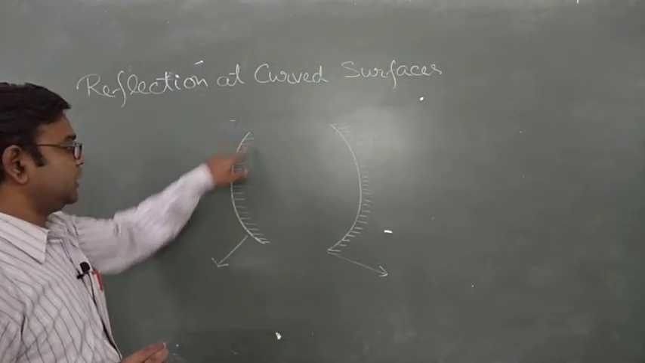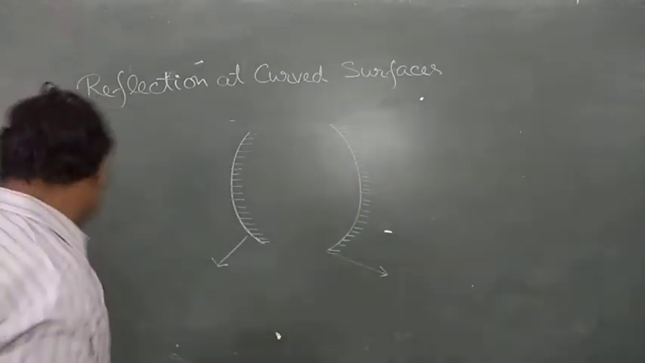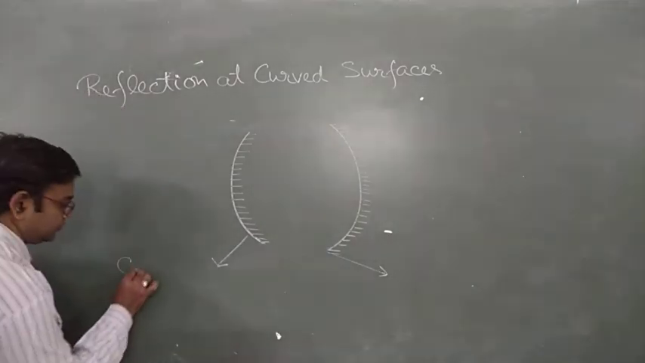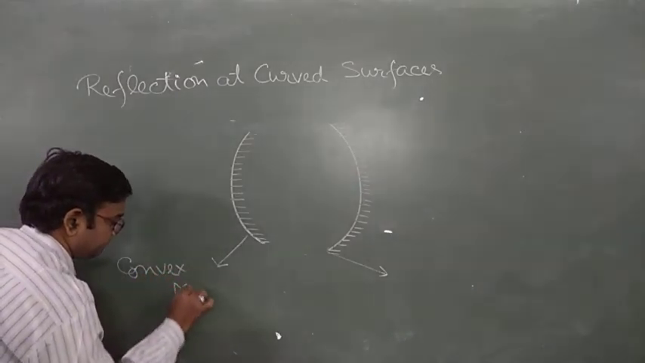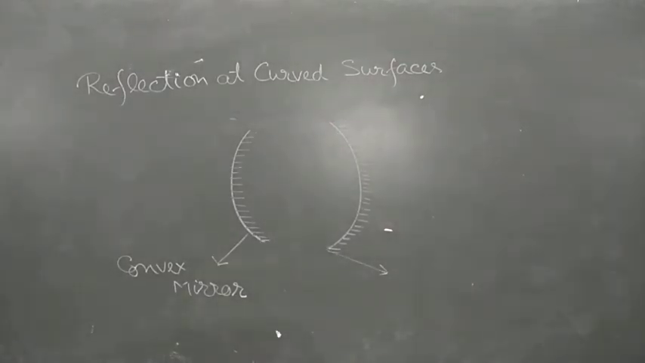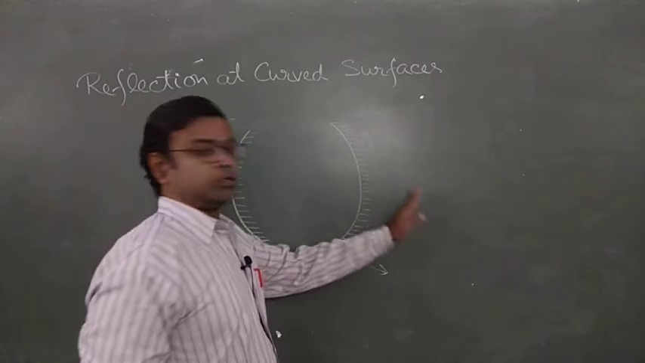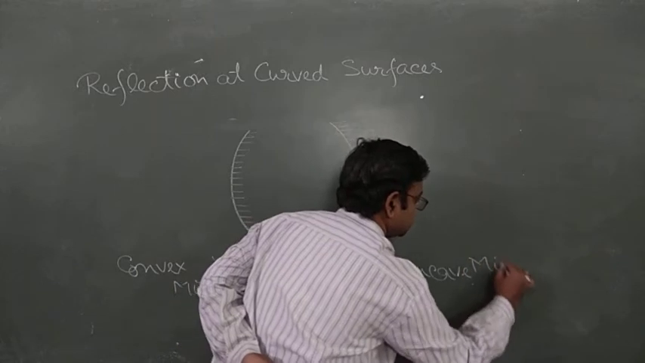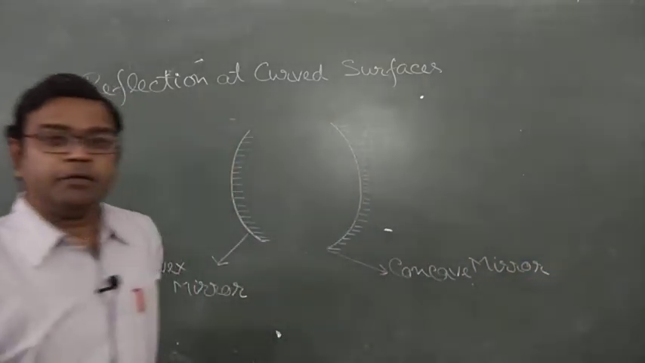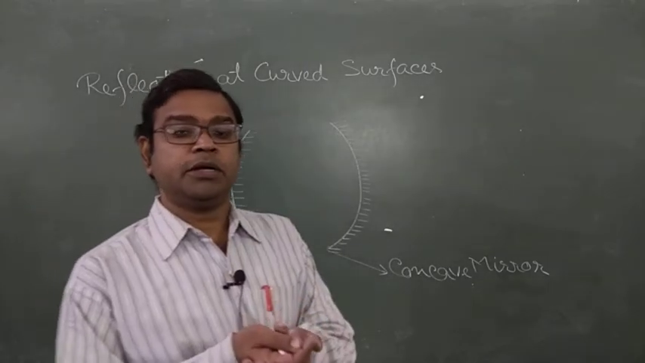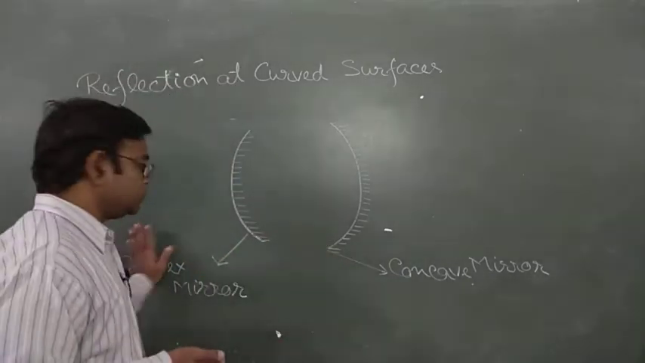In one case polish is on the inner side, in the other case polish is on the outer side, so they have different names. If polish is on the inner side, such type of mirror is known as a convex mirror. Clear? And if the polished side is the outer side, such type of mirror is known as a concave mirror. I hope these two things are clear. And if any mirror is a part of a sphere, such types of mirrors are known as spherical mirrors. Means these two are the spherical mirrors.